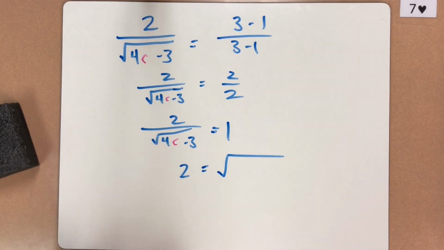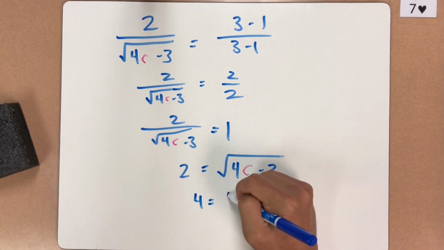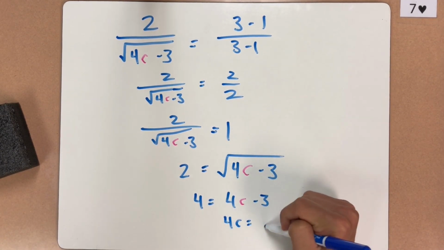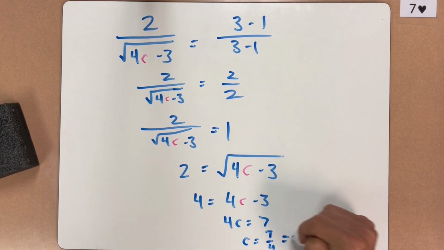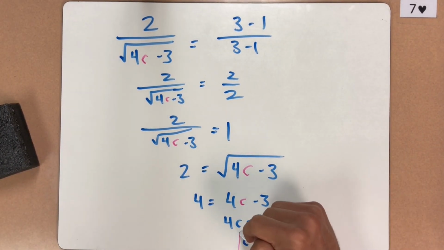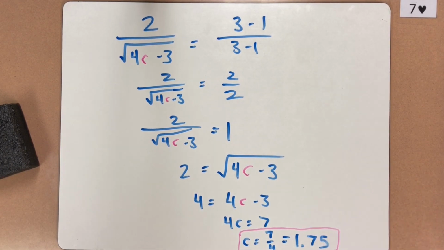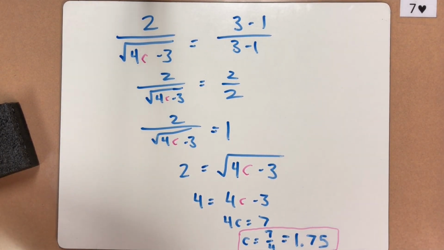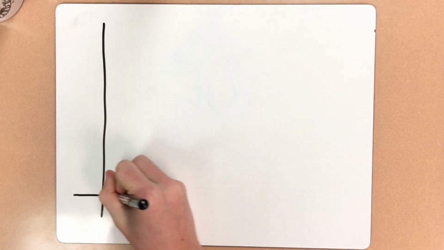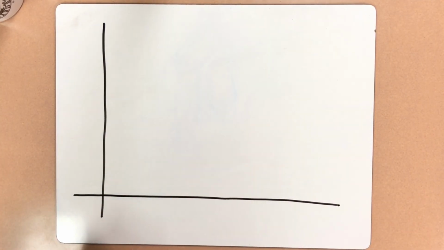Multiply the denominator of the square root to both sides to get 2 is equal to the square root of 4c minus 3. Then square both sides to get rid of the square root to get 4 is equal to 4c minus 3. Add the 3 to get 4c is equal to 7. Then divide by 4 to get c is equal to 7/4. This is our point c within the bounds 1 to 3 of f of x.